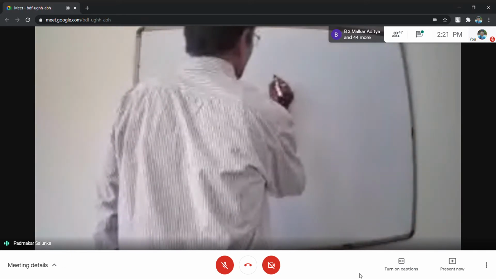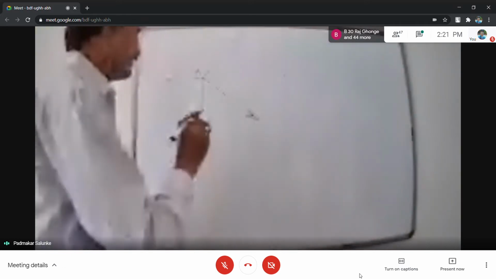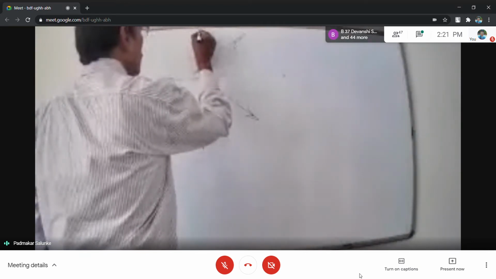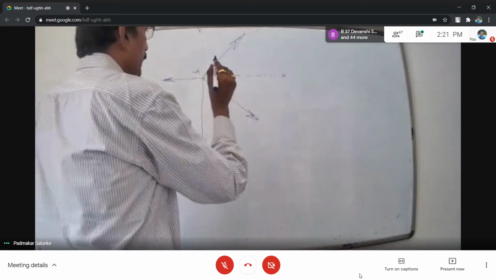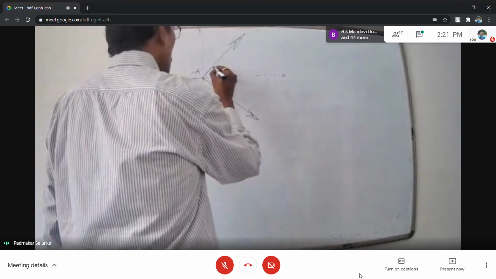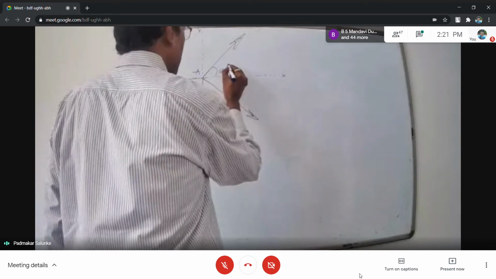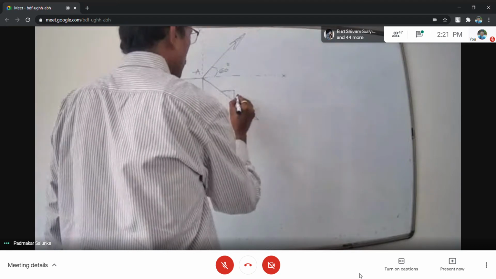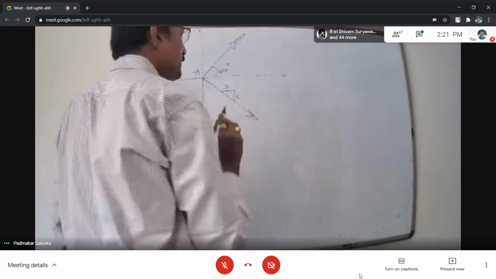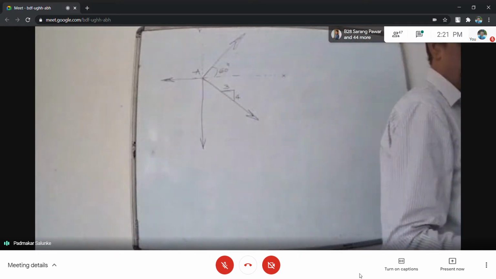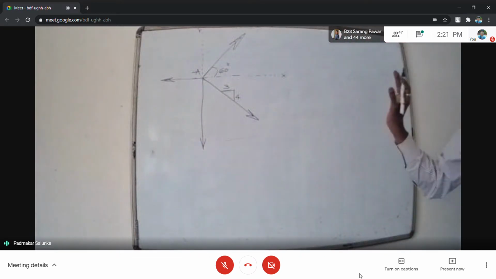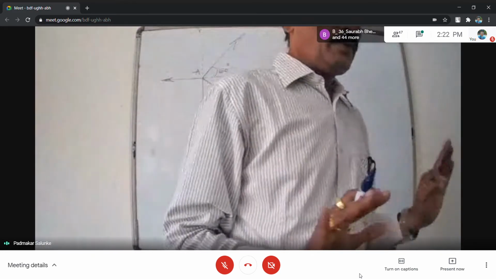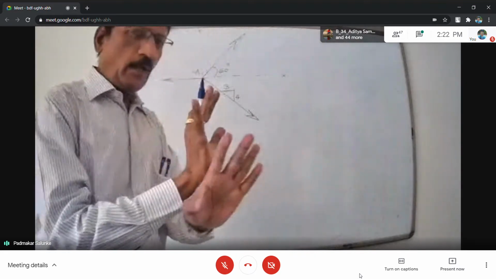For the time being, I will call this the x-axis. This vertical axis I will denote by the letter y. The inclination of this force I will consider as 60 degrees. And one more idea I will add. Sometimes the direct inclination is not given; the slope of the line is provided. Based on that slope, you have to find the angle. How to find it, I will explain.